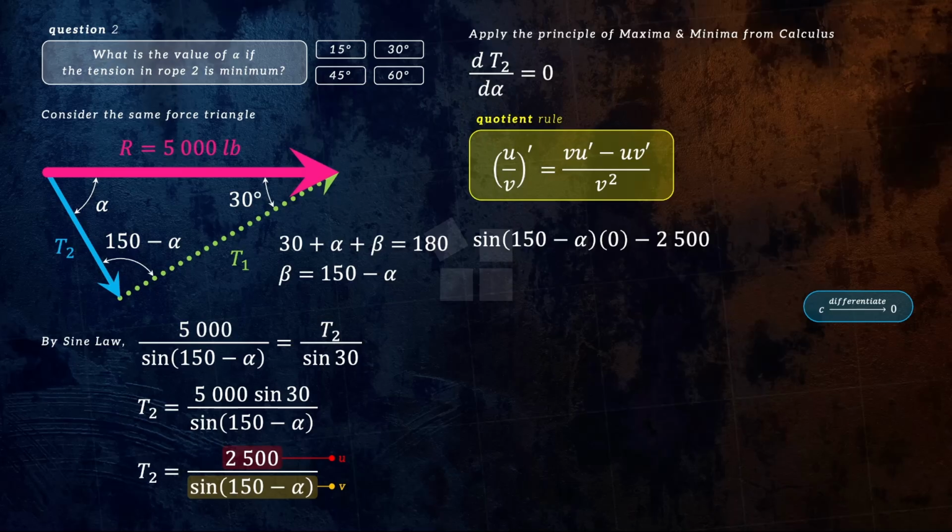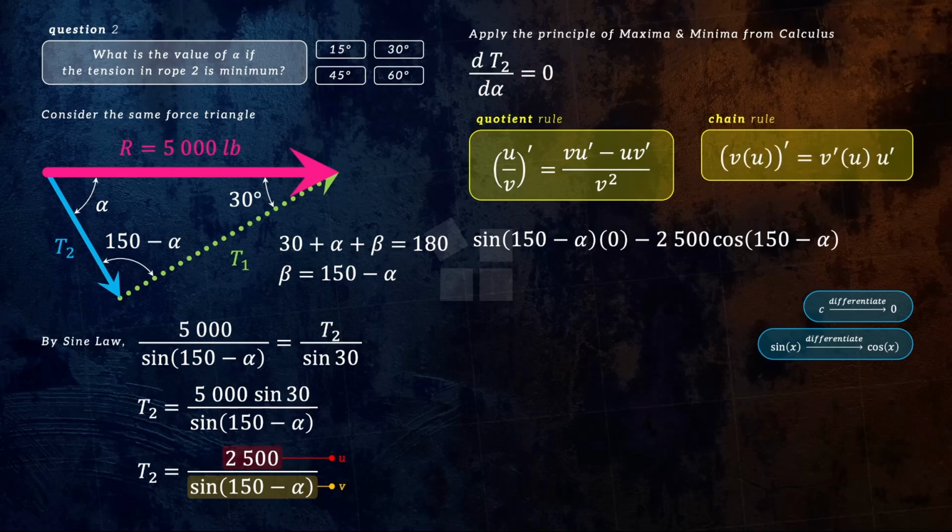The derivative of a sine function is the cosine of the same function. Therefore, we will have times cosine of 150 minus alpha. Notice that we have a function inside our cosine function, which is the 150 minus alpha. Therefore, we must apply the chain rule, which states that we must multiply the function inside to our original cosine function.